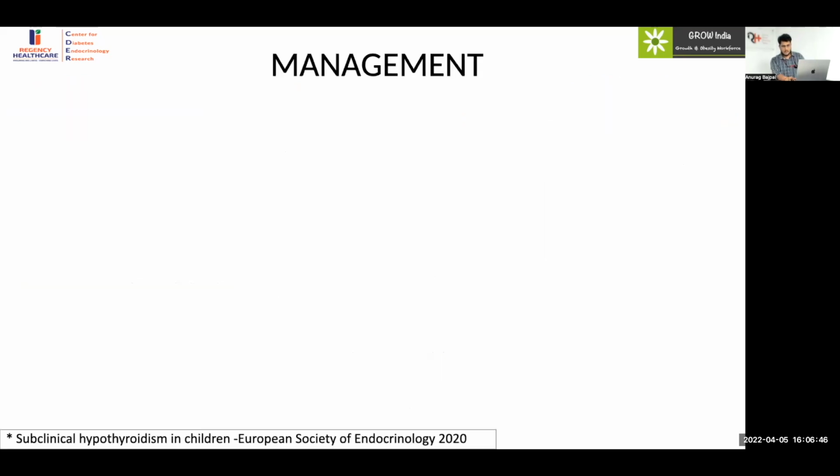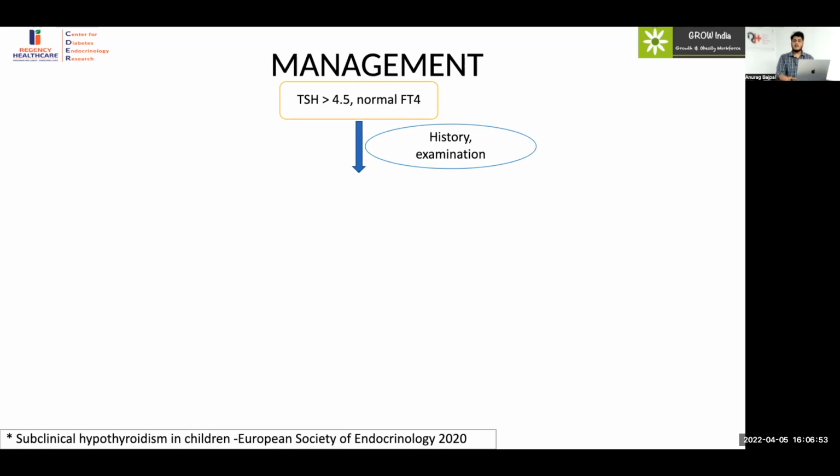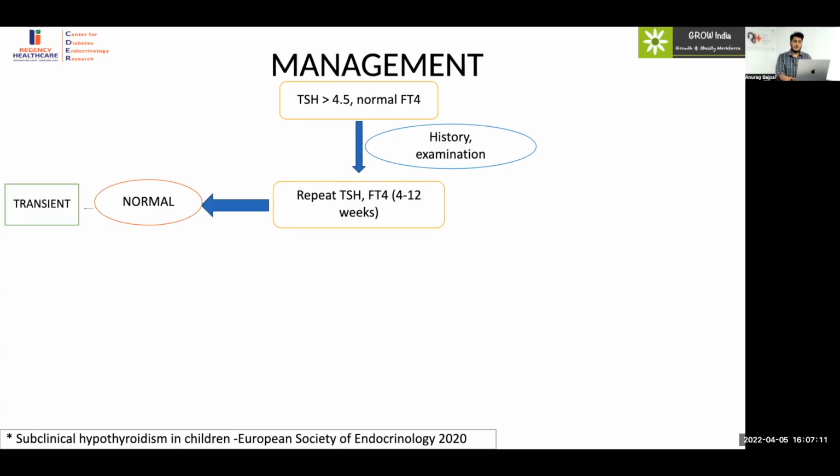But this is associated. So with regards to management, whenever we have a patient with subclinical hypothyroidism, we need to look for history and examination. If there is a definite history and clinical examination showing goiter, we can directly go for TPO antibodies. If there is no evident, clear-cut history or examination, then we need to repeat the test after 4 to 12 weeks. When we repeat it, if it is normal, then it is a transient phenomenon, which could be related to ovulation or decreased sleep.